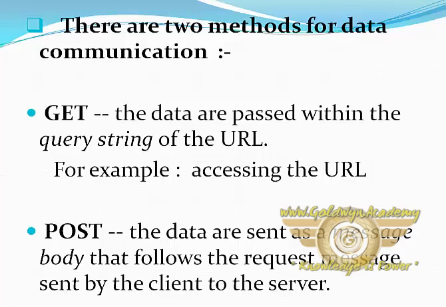The second method is post. The data are sent as a message body that follows the request message sent by the client to the server. It is known as the post method of data communication. Above this, in this tutorial we learn that data can be sent from the client browser to the HTTP server. The common gateway interface, that means the CGI, is the mechanism used by most servers to process this client data.